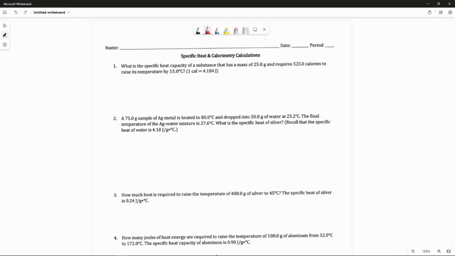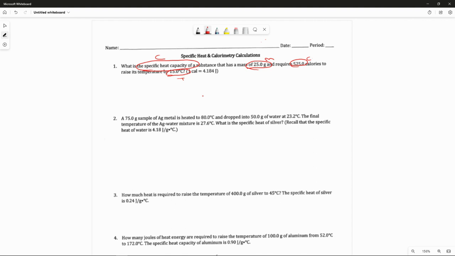All right, let's go over some specific heat and calorimetry calculations. So number one says, what is the specific heat capacity, C, that a substance has with mass 25 grams, M, and 525 calories, to raise its temperature by 15 degrees Celsius. So we're given temperature as 15 degrees Celsius.